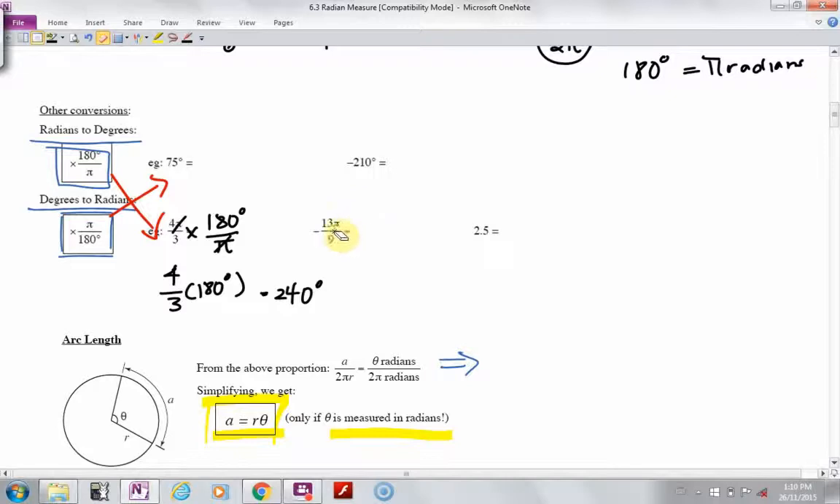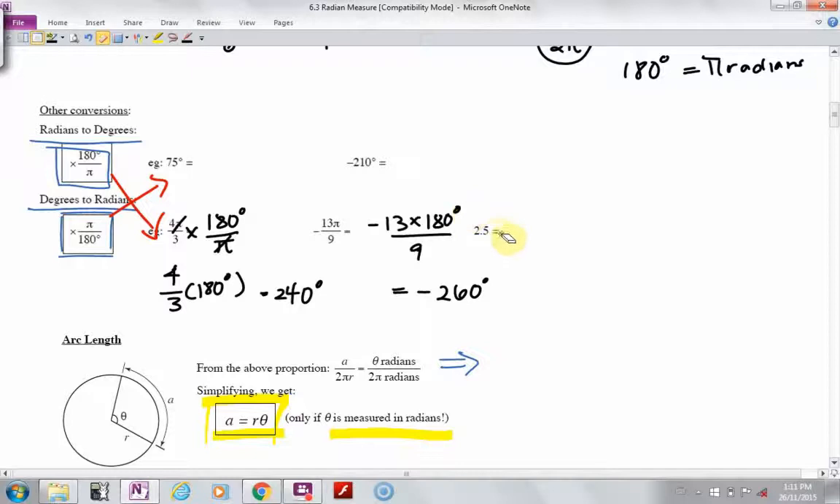We want to change negative 13 pi by 9 into degrees. So instead of using the conversion factor, we're just going to stick 180 degrees in instead of pi. And what do you get? You can put it in your calculator, or you can do it in your head. 9 goes into 180 20 times, and negative 13 times 20 is negative 260 degrees. Okay? Everybody okay with that?